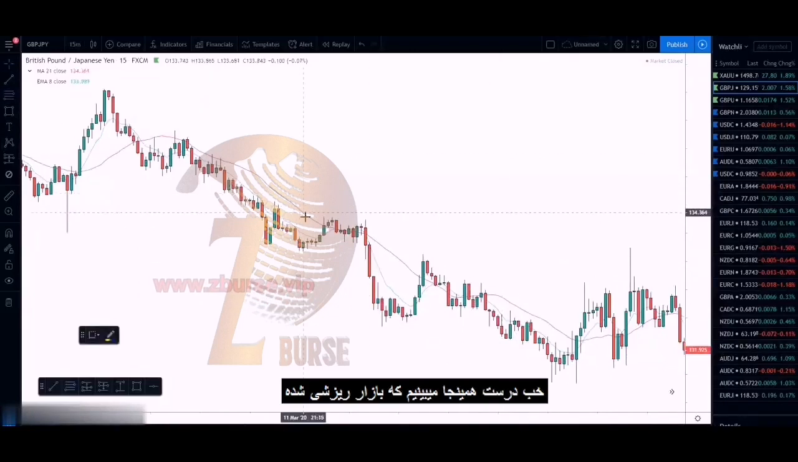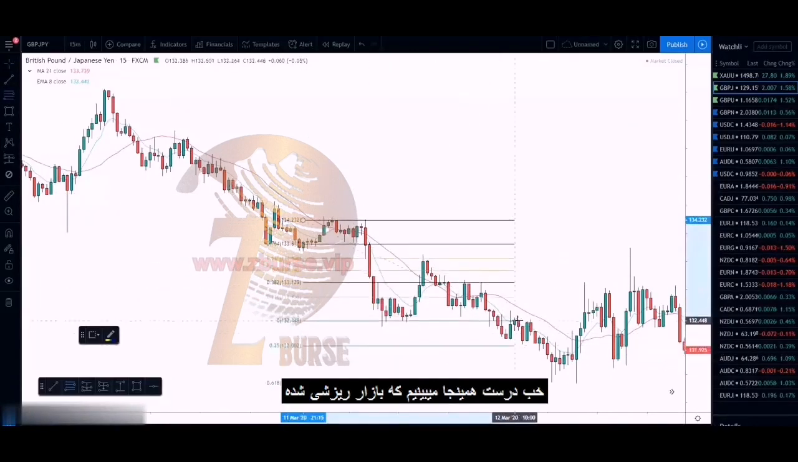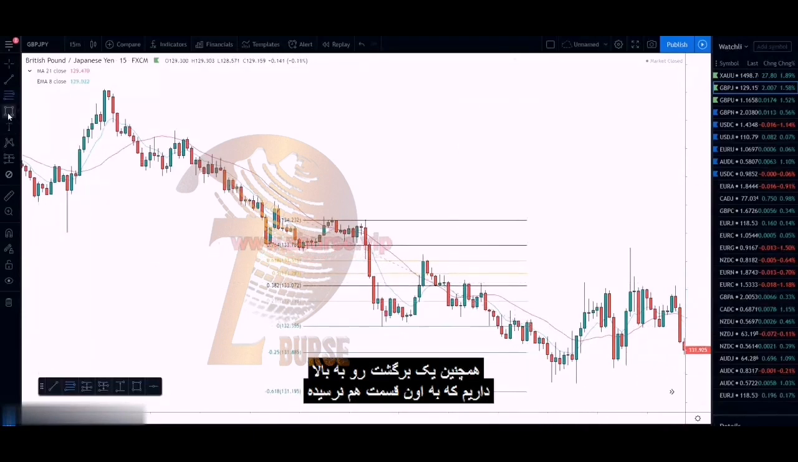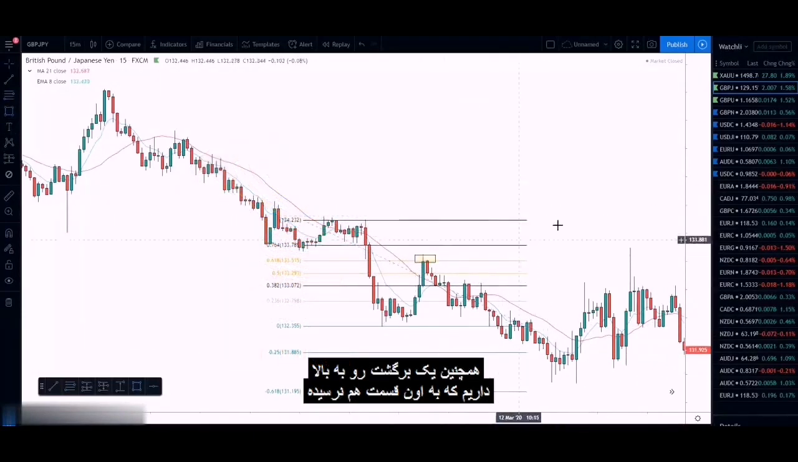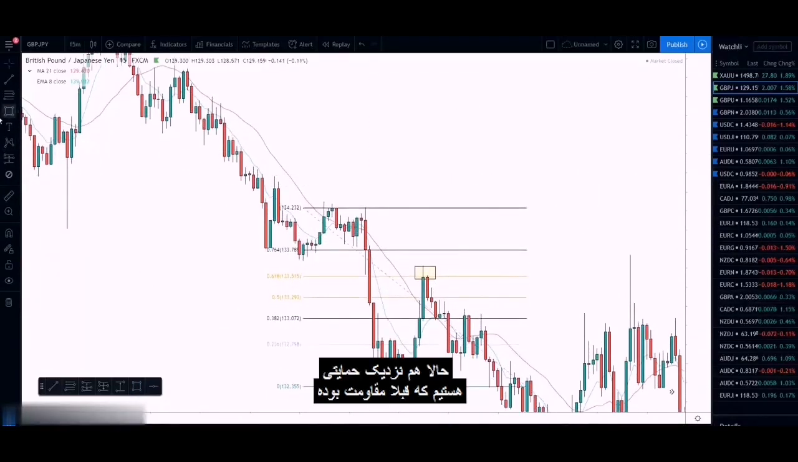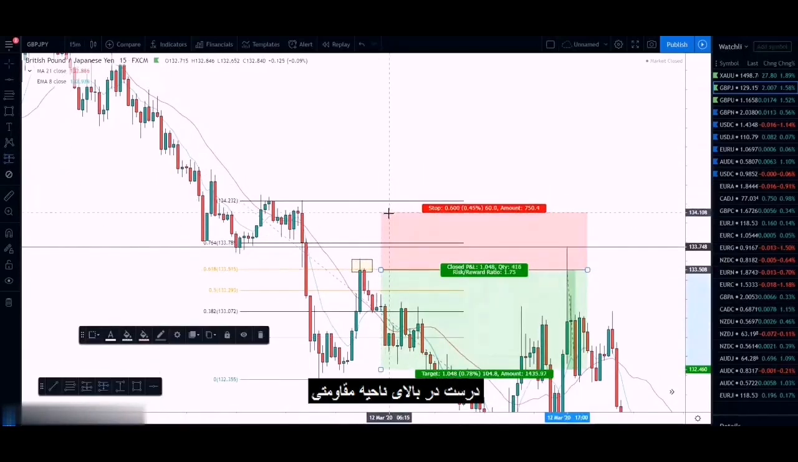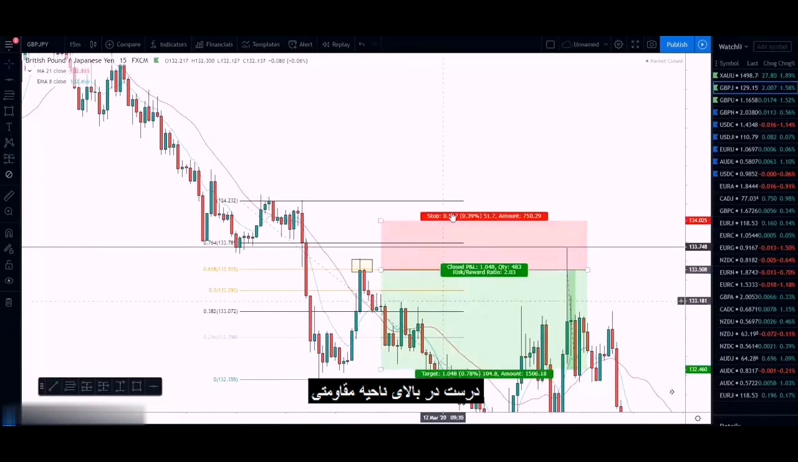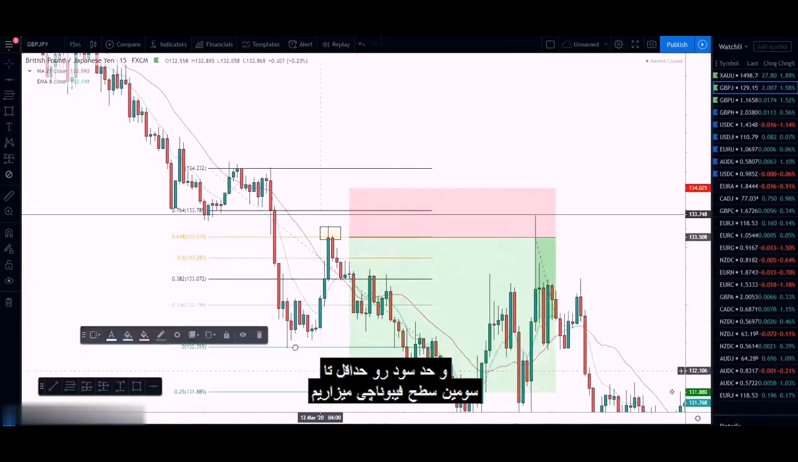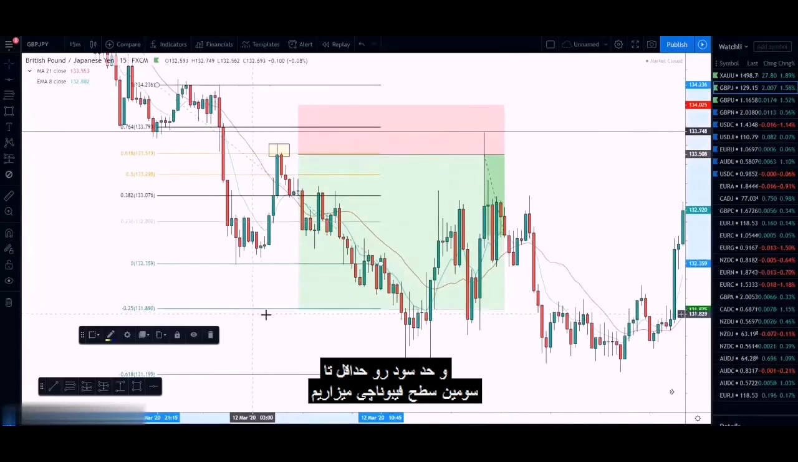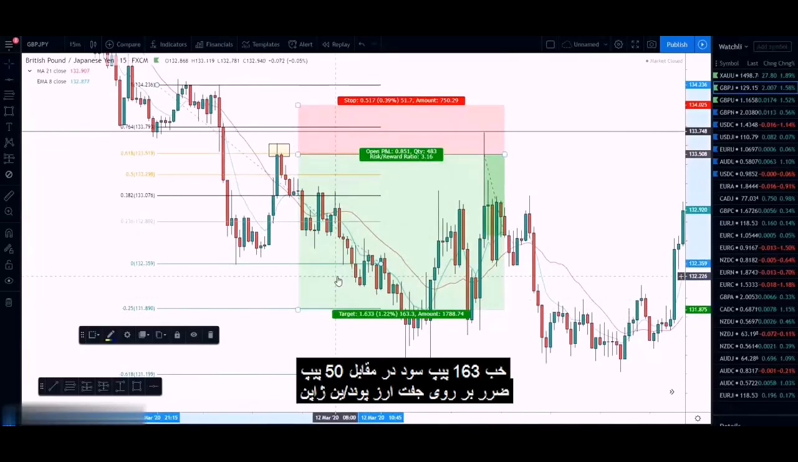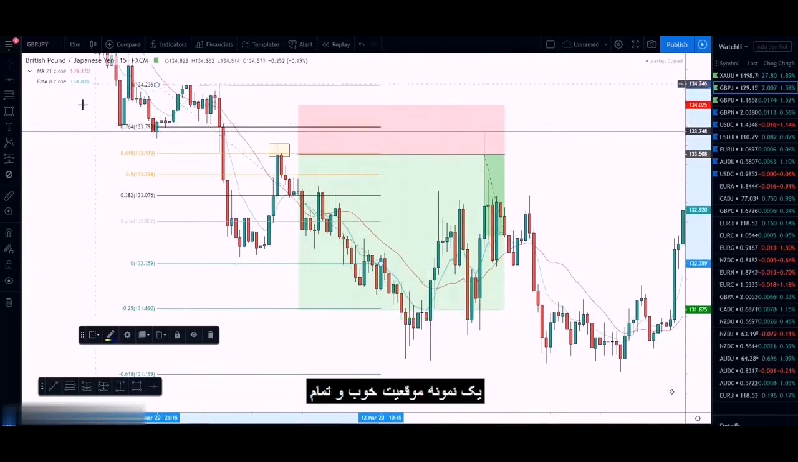So right here, we have market structure being broken to the downside. Okay. We also have a rejection in that zone. Never broke through that zone. Not only that, we can also see we're near a resistance level that used to be support. So we could have had our position set just like this, just above that resistance area, and take profit set at least to the third take profit on our Fibonacci. So 163 gain, 50 pip loss, GBP JPY, beautiful setup, boom.